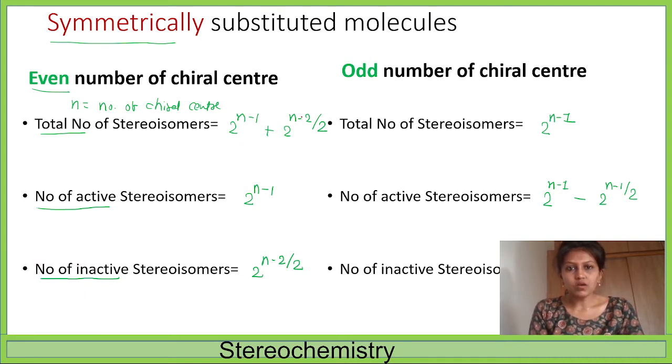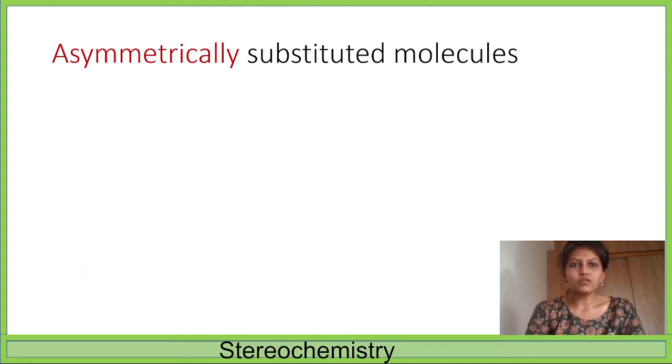So here you can remember: for an even number of chiral centers, it is n minus 2 divided by 2. Here for an odd number of chiral centers, that is 1, we can write n minus 1 divided by 2, right? So now next, by using this formula we can calculate by giving some examples. For an asymmetrically substituted molecule, the equation is 2 raised to n, right? So n is equal to the number of chiral centers.